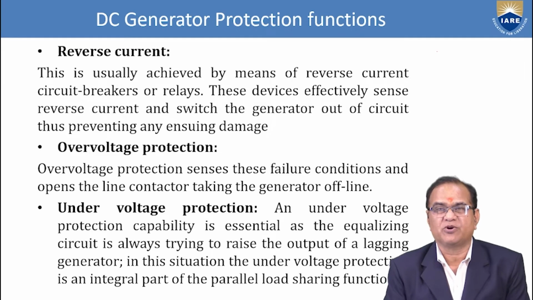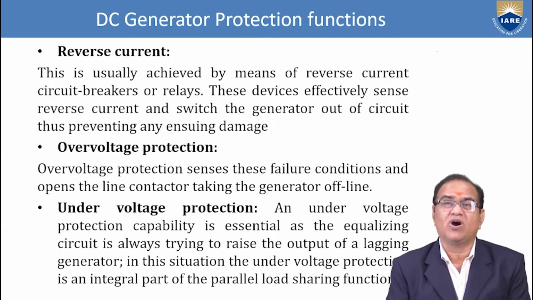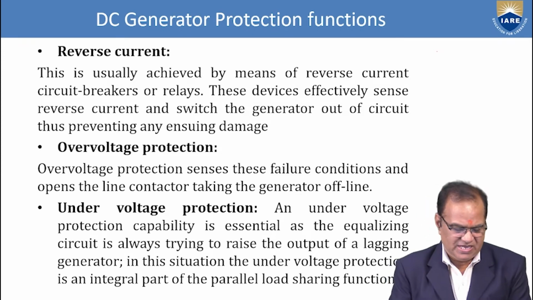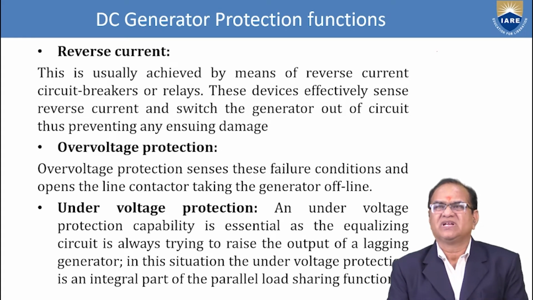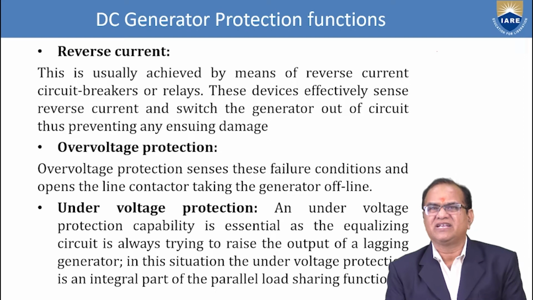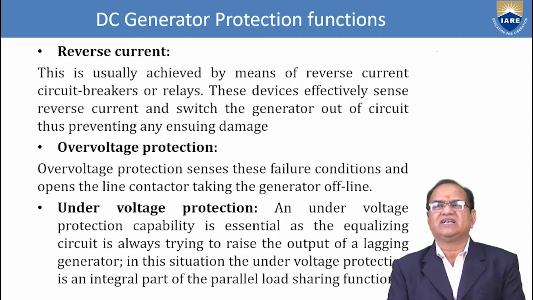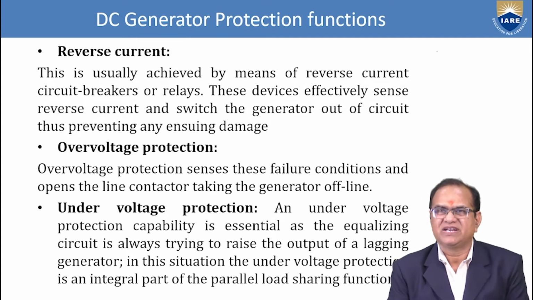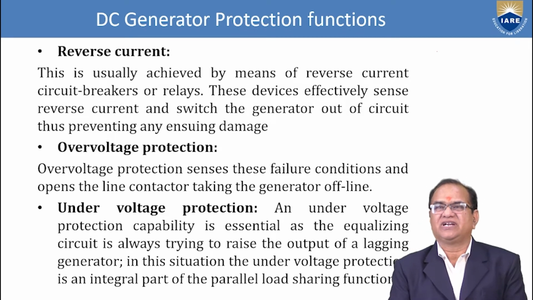Next one is the over voltage protection. If the current is reversing, then reverse current relays or circuit breakers are used. And if the voltage is over, then how are we going to handle the voltage situation of this aircraft? Over voltage protection senses these failure conditions and opens the line contactor, taking the generator offline.